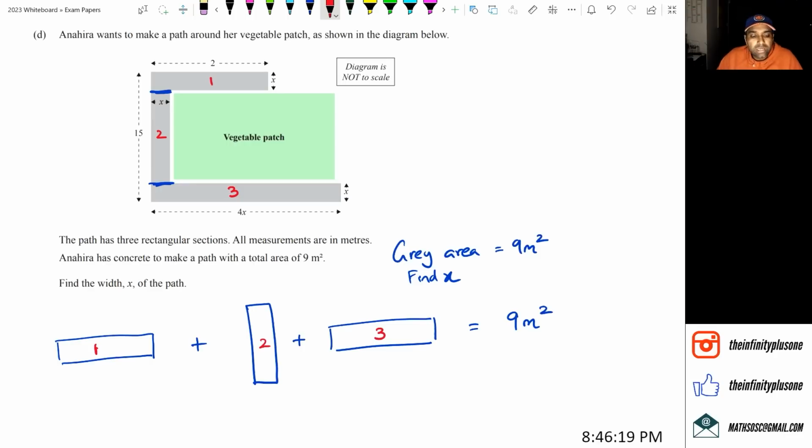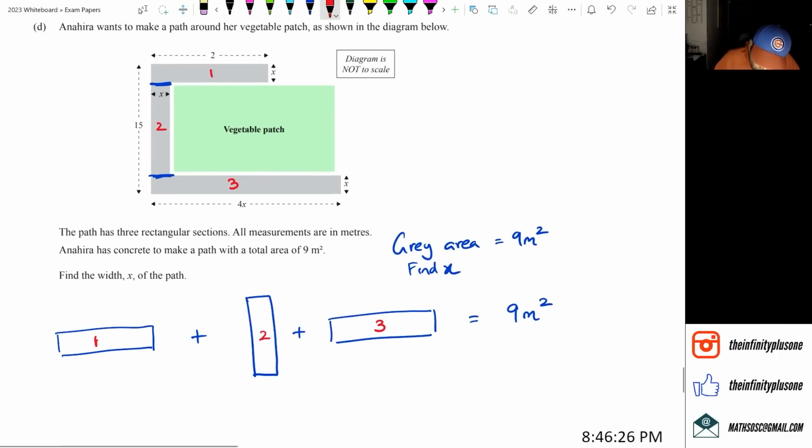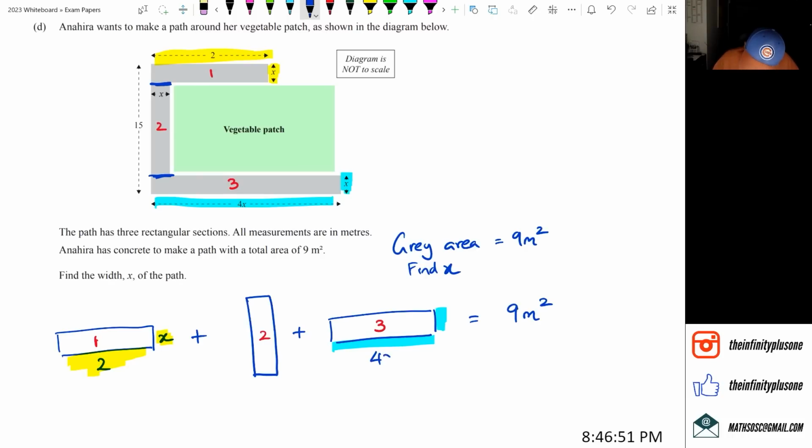The next step is we need to actually get the dimensions for those rectangles. Rectangle 1 has a base of 2 and a height of x. I'm going to do rectangle 3 next. Rectangle 3 has a base of 4x and a height of x. So I'm going to write that down: 4x and x.